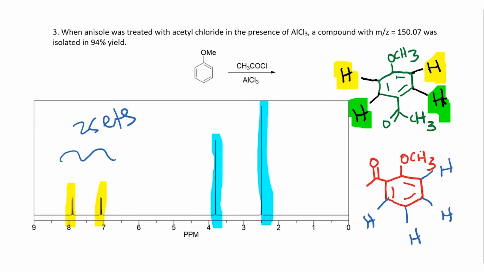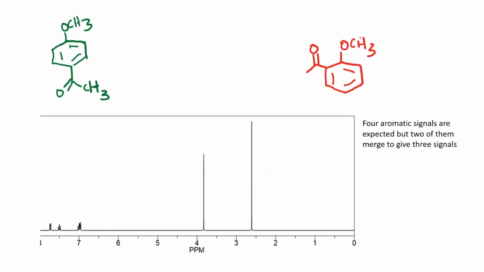And now if you move on to the next slide, you would expect that you will have four sets of signals that are going to be formed. But in fact, when you look at the NMR spectrum, if you stare at it hard enough, you will see only three sets of signals. Okay, and the reason for this is that two of the signals are actually merging to produce one signal, and therefore you see only three distinct signals in the aromatic region.